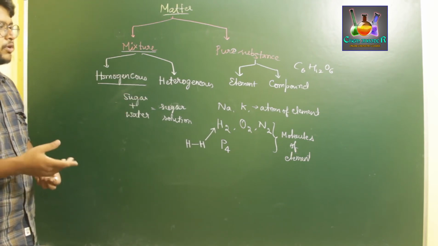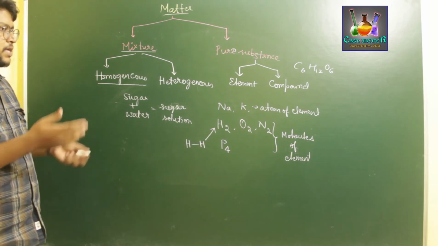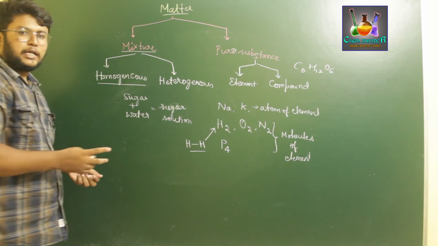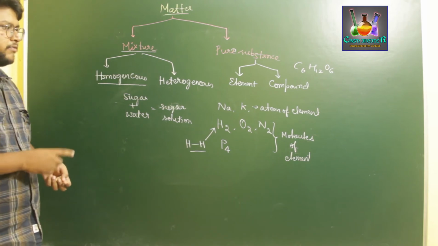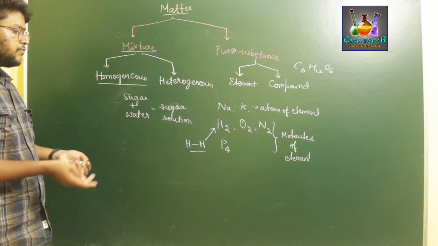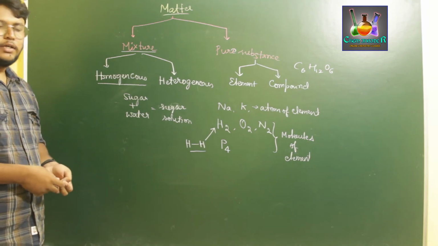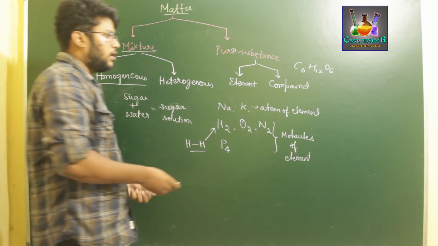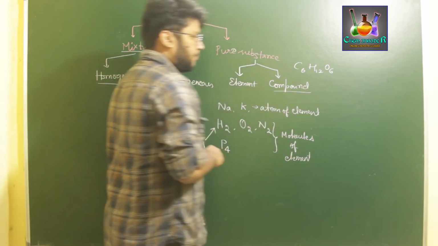So then what about the compounds? As we have discussed in the elements, if two atoms of the same element combine, we take it as a molecule of an element. So what happens if two different elements combine? That is, if two atoms of different elements combine, then that gives us a molecule of a compound.